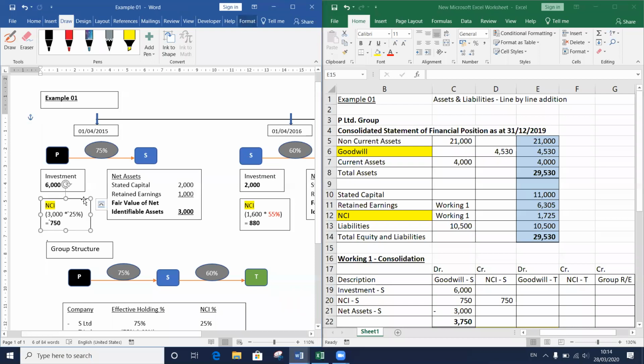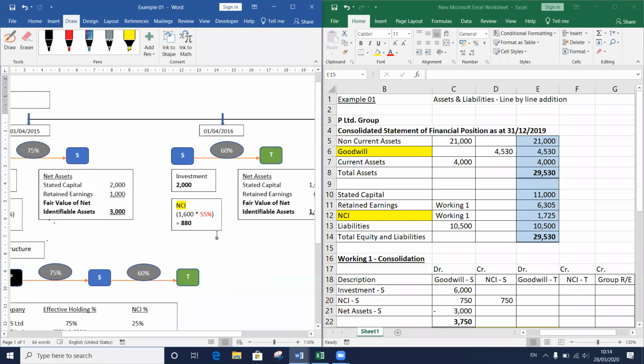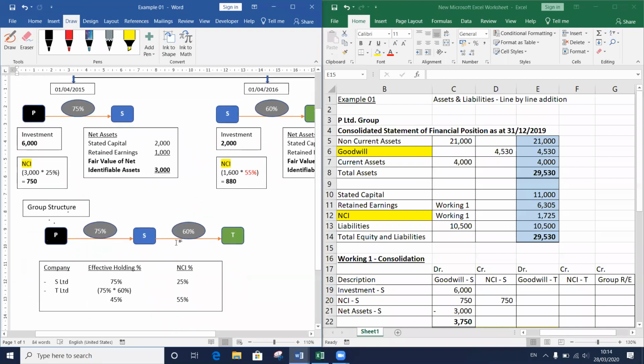Then we need to determine the NCI value as well, right? NCI value determine karaganna nan, we need to have a clear understanding of our group structure. By looking at the group structure, we need to determine or show the effective holding percentages and NCI percentages separately. අපි කෙලින්ම directly SF acquire කරගන්නවා. එතකොට effective holding percentage, NCI percentage, it is straightforward. But T limited we acquired through S.